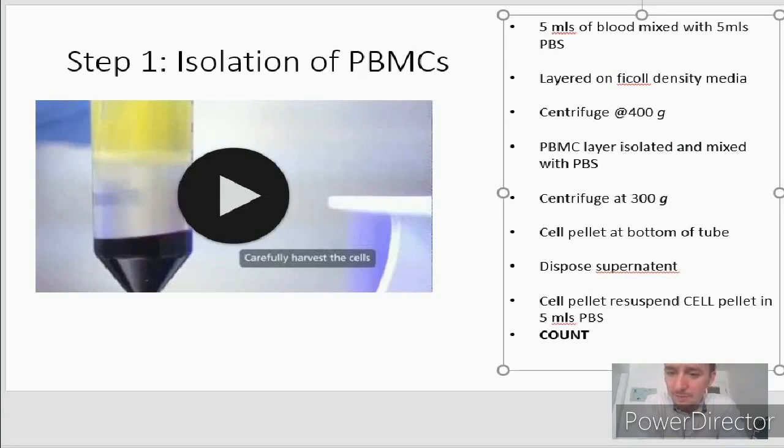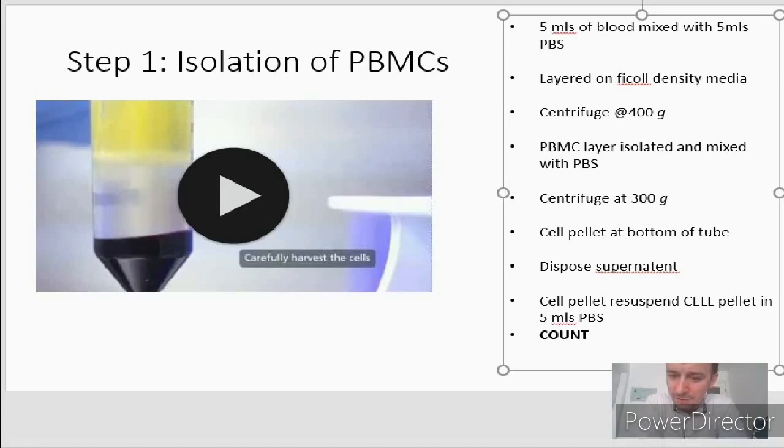So once you've layered the blood on the Ficoll density media, you centrifuge it at 400 G. And once the centrifugation has completed, you then isolate the peripheral blood mononuclear cell layer. And once you've isolated the peripheral blood mononuclear cell layer, you mix it with PBS to wash it.